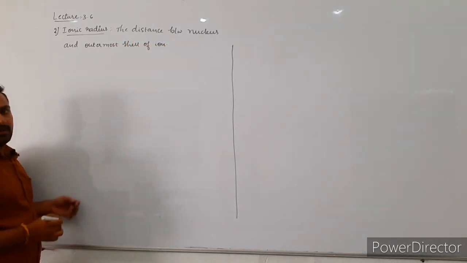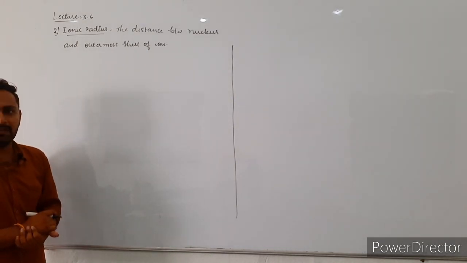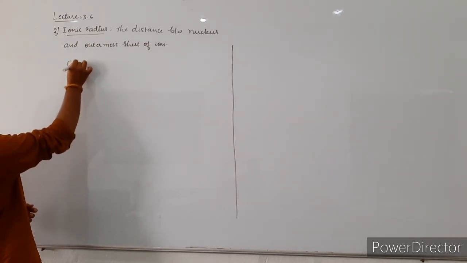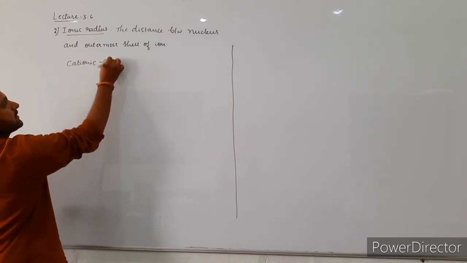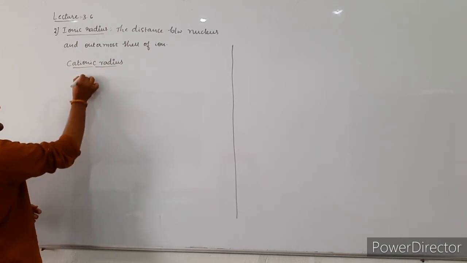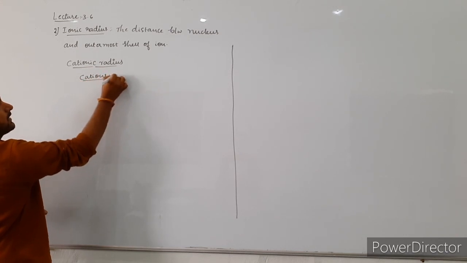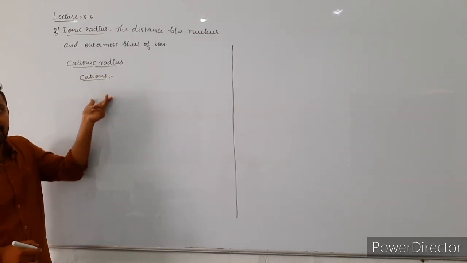There are two types of ionic radius. One is the cationic radius and second one is anionic radius. The first one is cationic radius. First, what are cations? The positively charged ions are called cations.